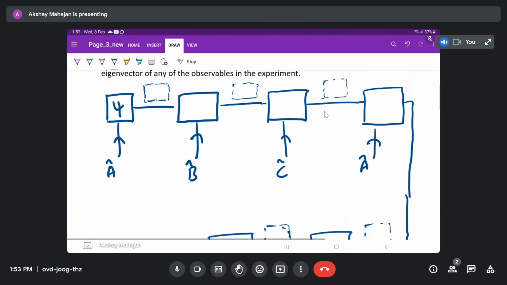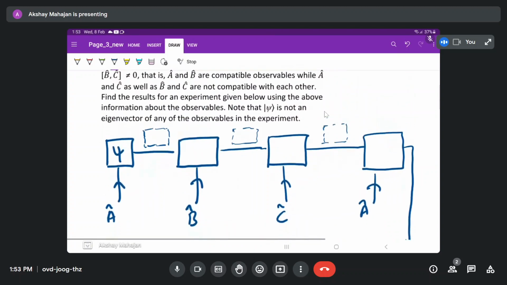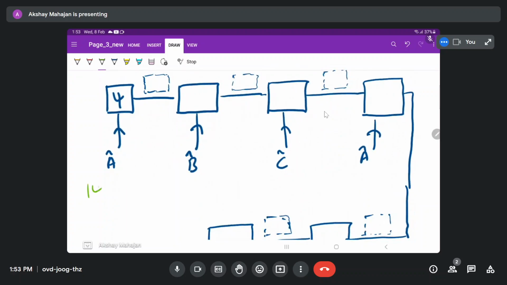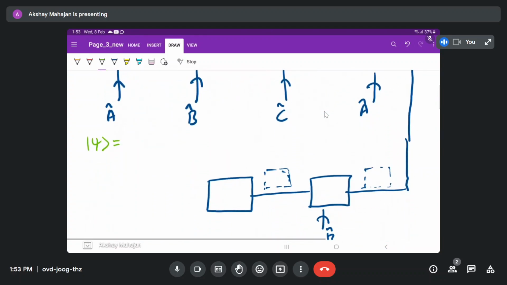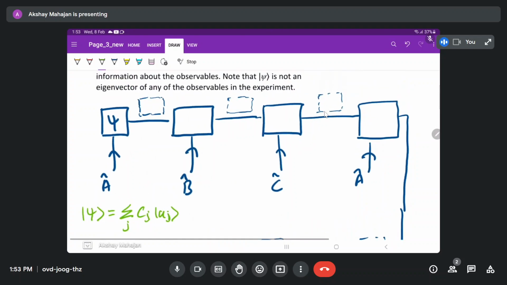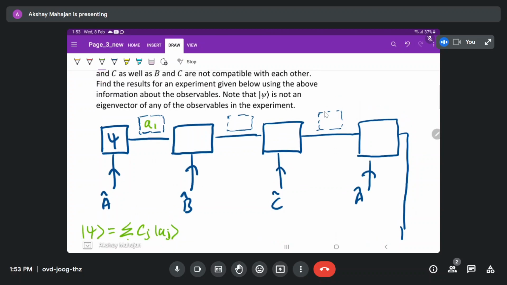So this is basically our experiment. Now let's see what happens. We have our system in state psi, and when we apply operator A, since our operators are observables, they are Hermitian operators, so their eigenvectors make a complete basis set. So I can write psi as the summation over j of c_j times A_j. When I operate A on it, the wave function psi will collapse to one of these eigenvectors of operator A. Let's say it collapses to some A1, and we get the value a1.